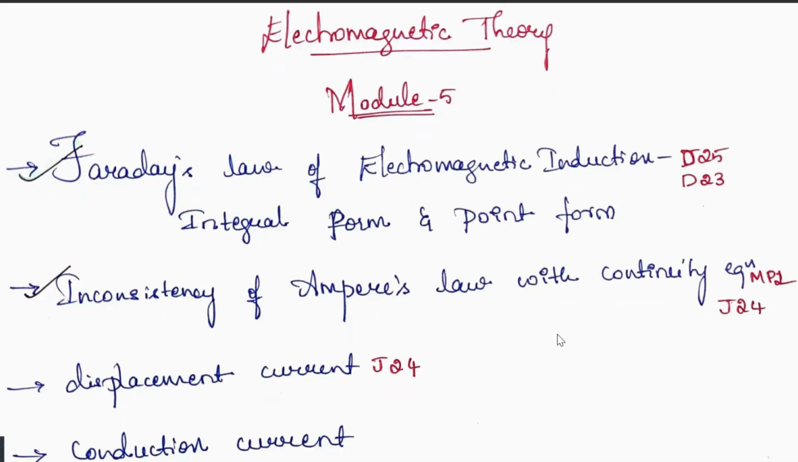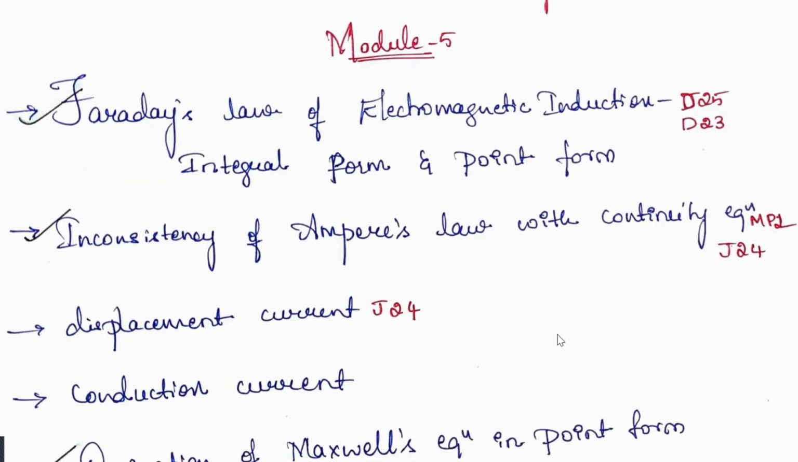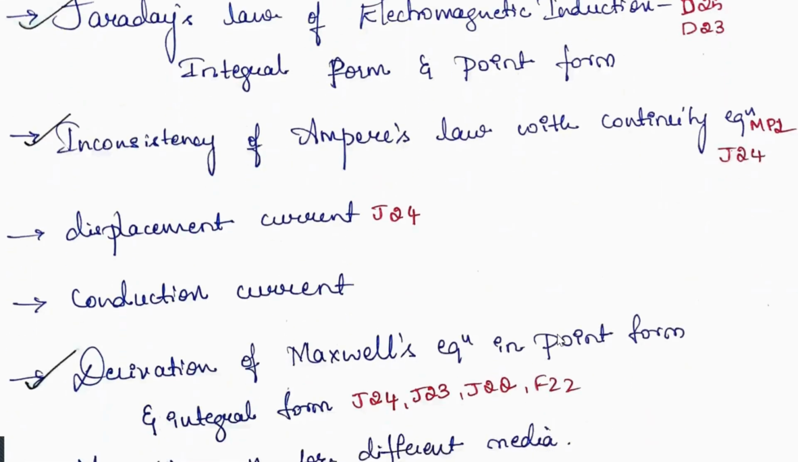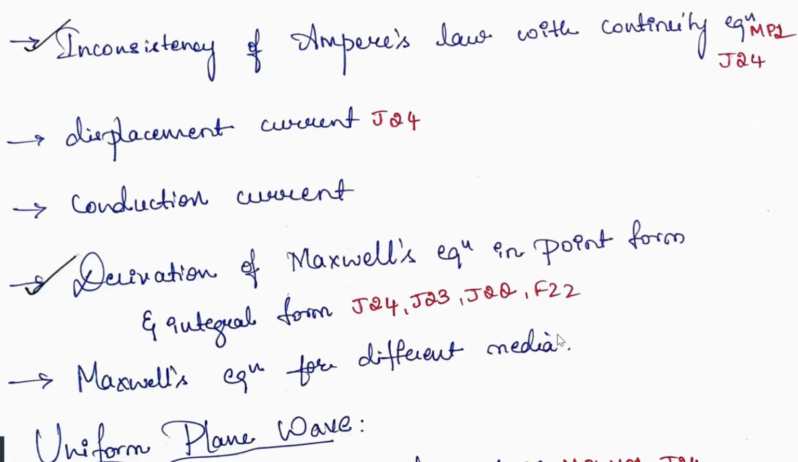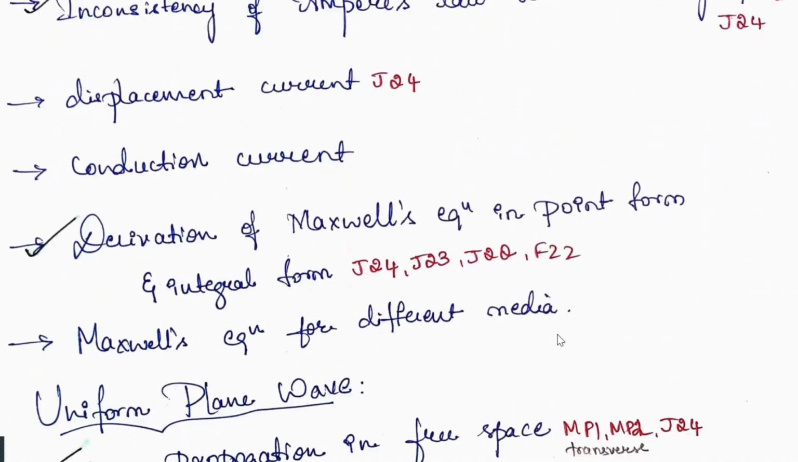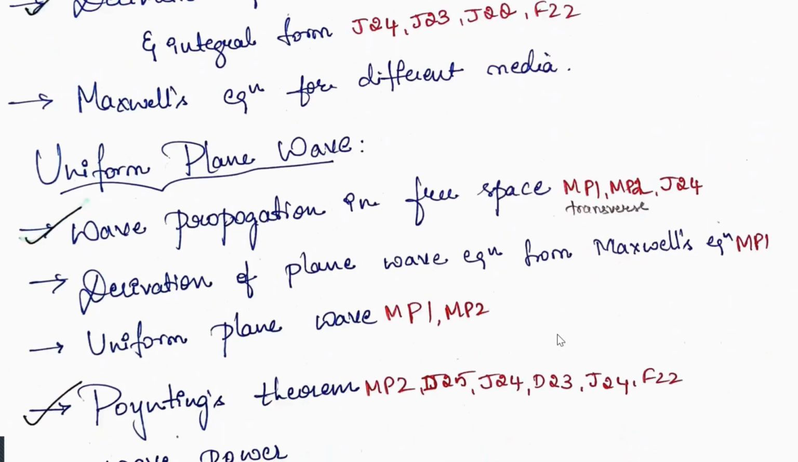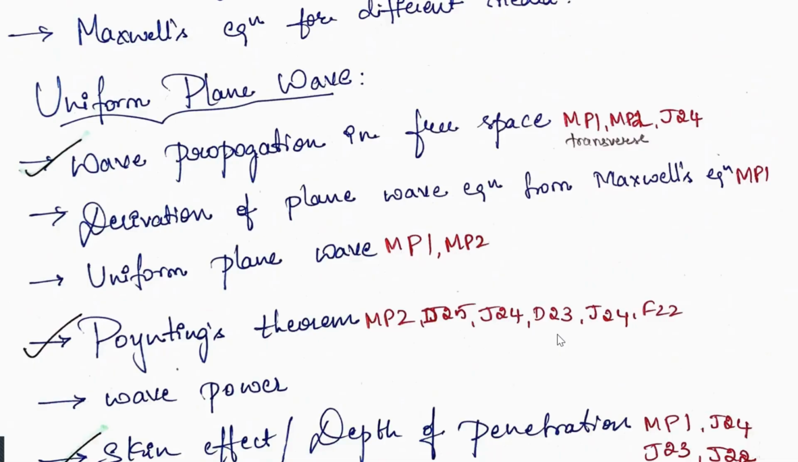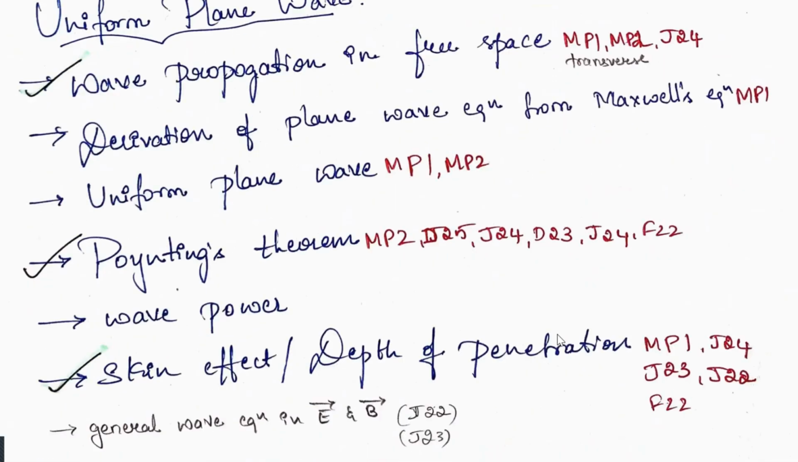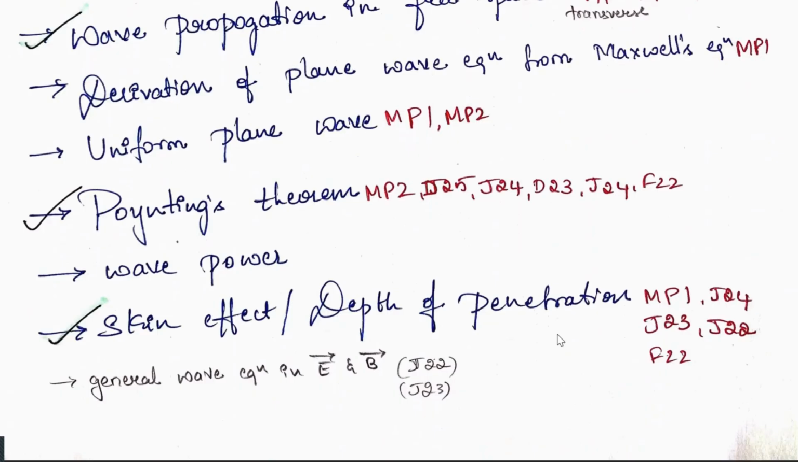Today we are continuing the series of electromagnetic theory videos. In that I'll be discussing Module 5. Module 5 deals with Faraday's law of magnetic induction, integral form and the point form, inconsistency of Ampere's law with the continuity equation, displacement current, conduction current, derivation of Maxwell's equations in the point form and the integral form, Maxwell's equations for the different media, uniform plane wave where the wave propagates in free space, derivation of the plane wave equation from Maxwell's equations, uniform plane wave, Poynting theorem, waveform, the skin effect or the depth of penetration. So this is Module 5.